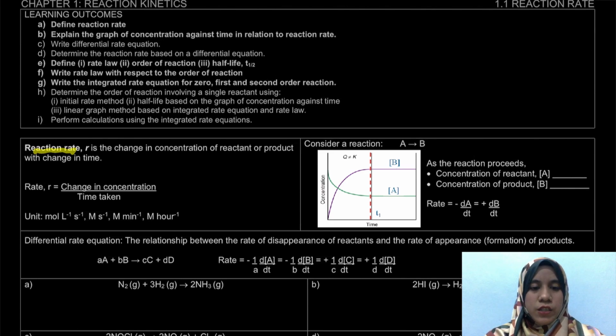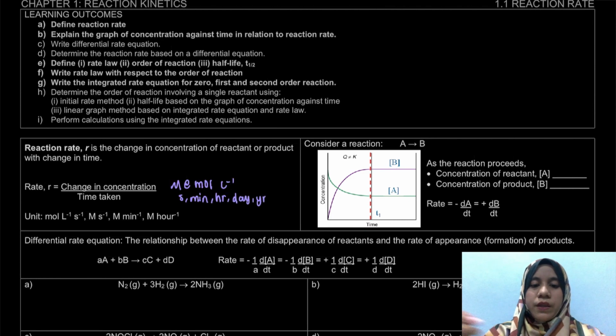Reaction rate is the change in concentration of reactant or product with change in time. So this is the formula, where rate is equal to change in concentration, or the other name for concentration is molarity, divided by time. The unit for concentration will be capital M, or mole per liter. Time could be second, minute, hour, day, or even month or year.